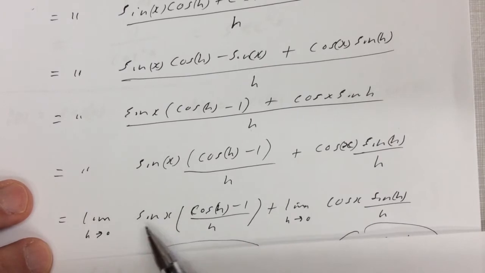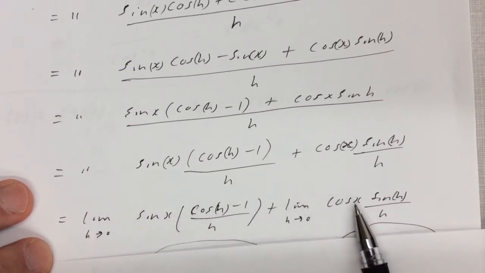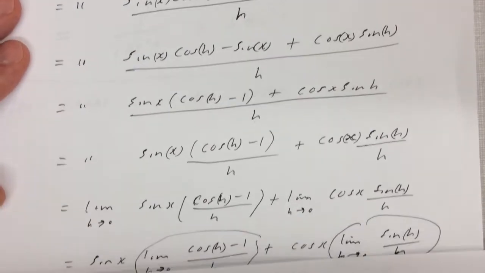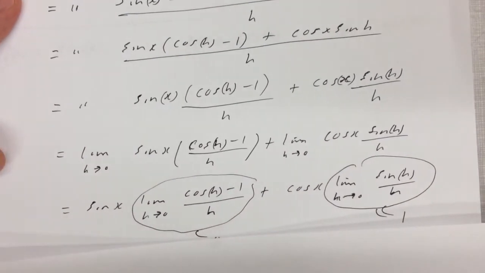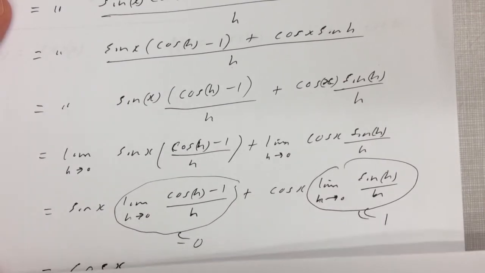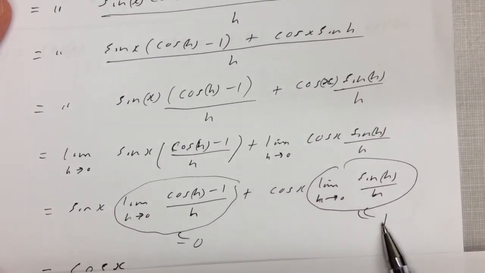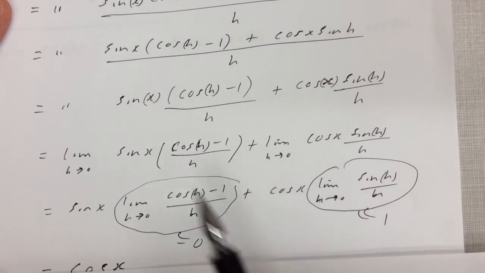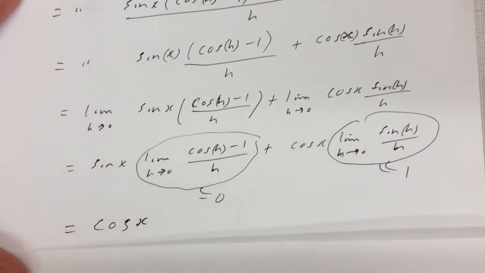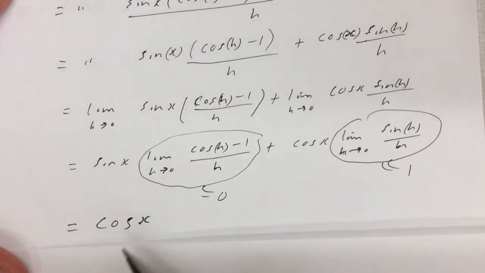And once we distribute this in, again, we notice that sine of x is not dependent on h, so we can bring it on the outside. Same with cos of x, not dependent on h, we can bring it to the outside. We're going to have the limit of these 2 pieces. Okay, now those are our special limits that we just evaluated earlier. That one equals 0, that one equals 1. So the derivative of sine of x ends up conveniently being cos of x.